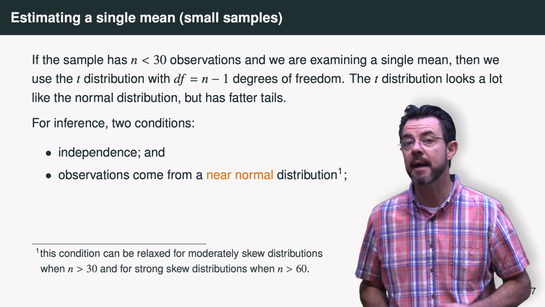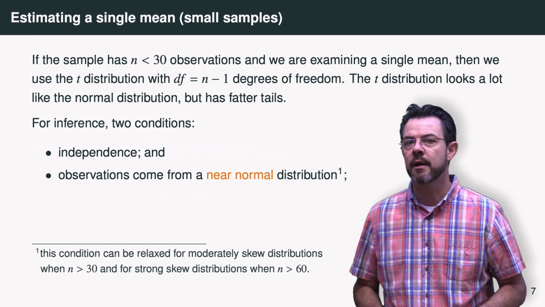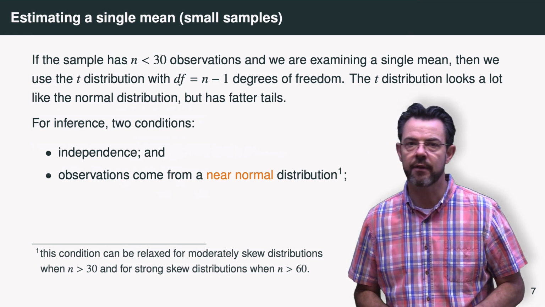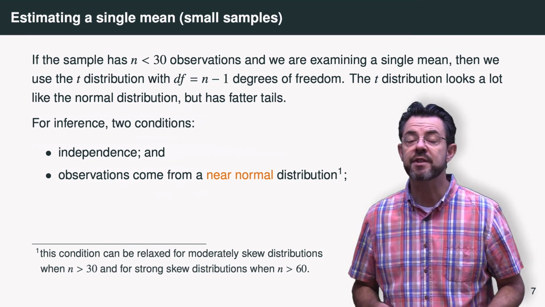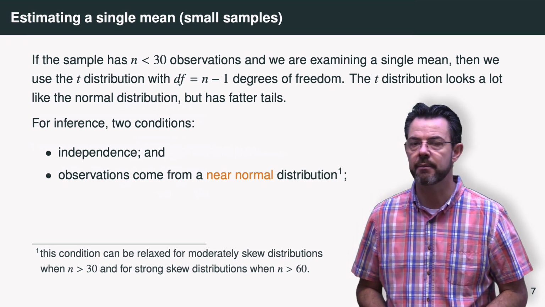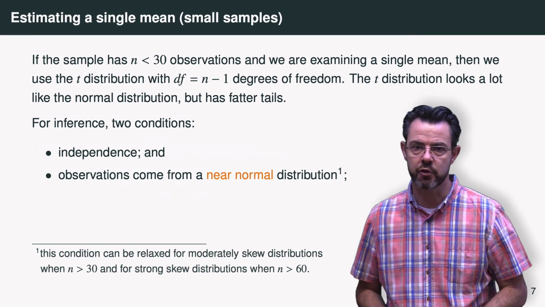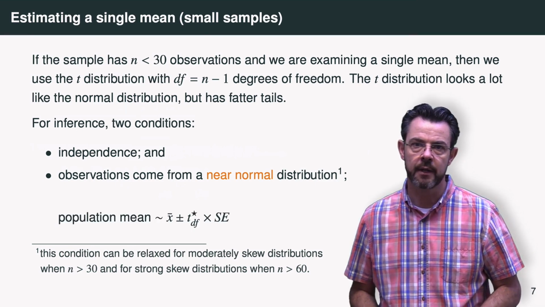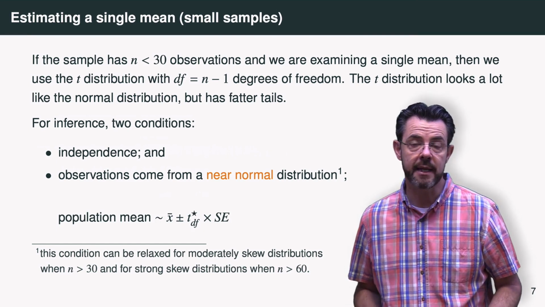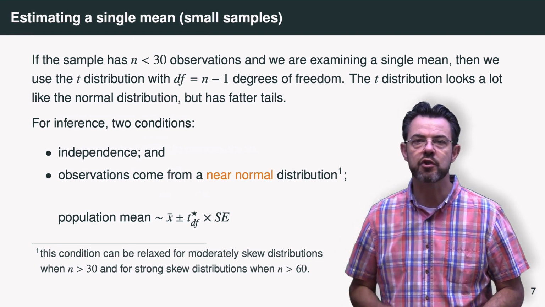Now, this condition may be relaxed if you have a mildly skewed distribution, but you can only do that if you then have samples, let's say between 30 and 60. And for skewed distributions, you need more than 60 samples. Then you can still go ahead and use the t-distribution. Right. And then for small samples, if we want to calculate the population mean, we estimate it. That's what that tilde squiggle means.